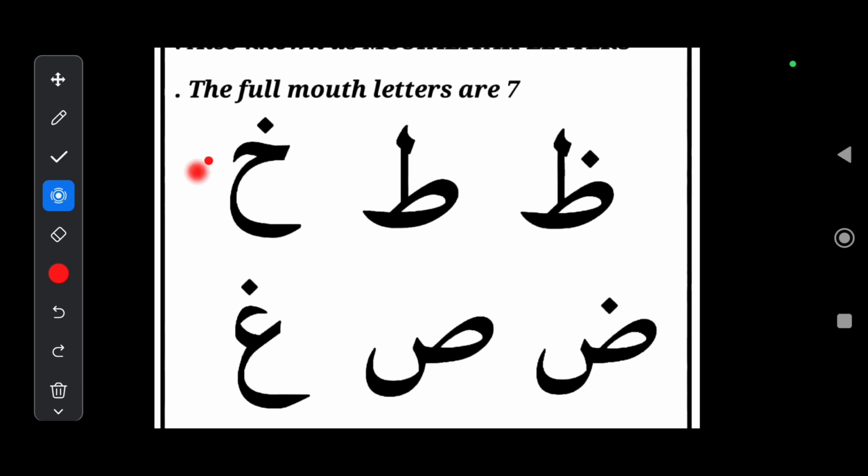Kha. See, full mouth letter means you have to make your lips round. So make your lips round while saying all these letters. Kha. Not like that. Take out the sound of k. Kha. Next.